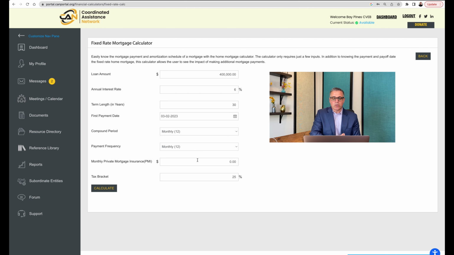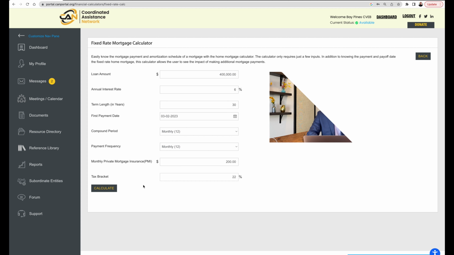And it's going to ask you if you're going to be paying private mortgage insurance. Typically, if you don't put 20% down on a mortgage, then you'll have some form of PMI, private mortgage insurance, that you'll have to pay. So in this example, we're just going to put down $200 per month as an example. And it's going to ask you the tax bracket that you're in. For this evaluation, we're just going to put 22%.